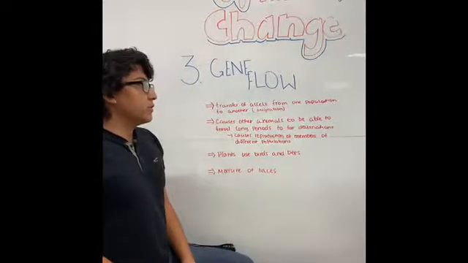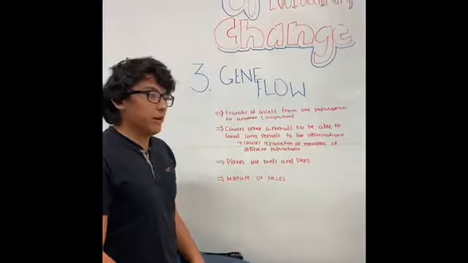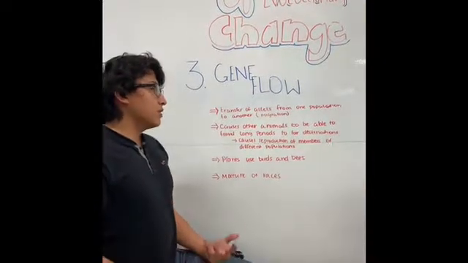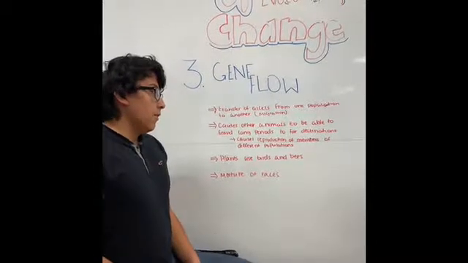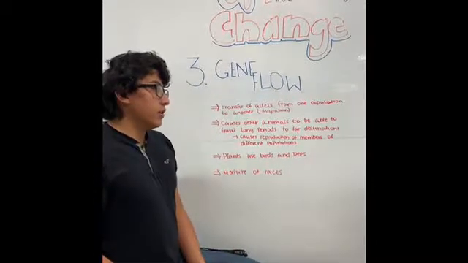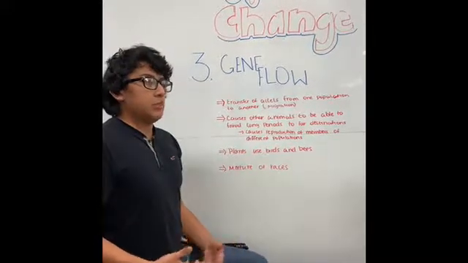All right, the next agent is gene flow. Gene flow is a transfer of alleles from one population to another. An example is migration, which causes animals to be able to travel long periods to far destinations. It also causes reproduction between members of different populations. Good examples are plants, birds, and bees.